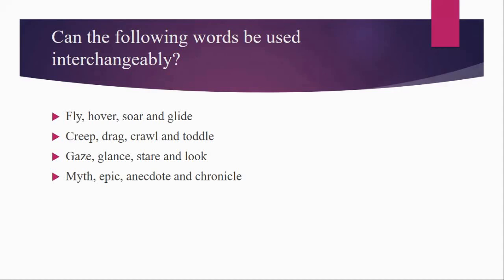The second group of synonyms consists of creep, drag, crawl, and toddle. Then we have the third group of synonyms, which consists of the words gaze, glance, stare, and look. Then we have the last but not the least group, which consists of myth, epic, anecdote, and chronicle. You need to Google the meaning of each of these and see how they differ from each other despite being used as synonyms, and if they can be used interchangeably or not. All right. Once you have done that, we are moving on to antonymy.